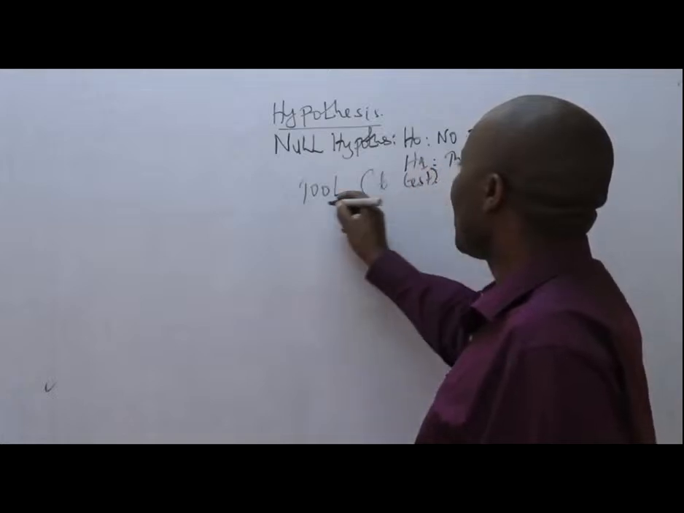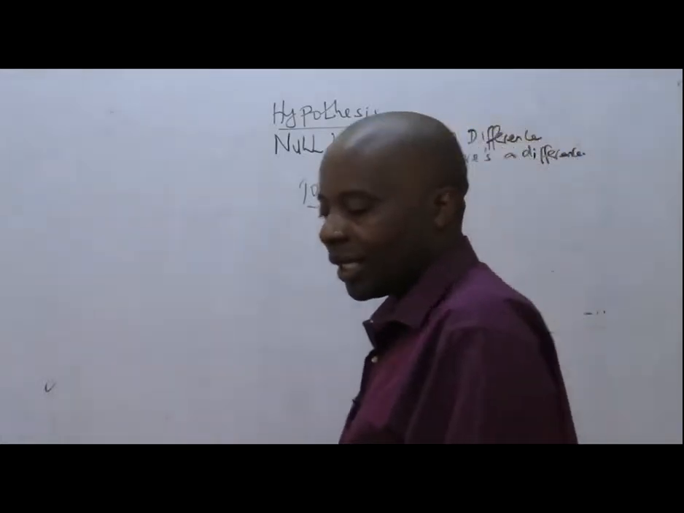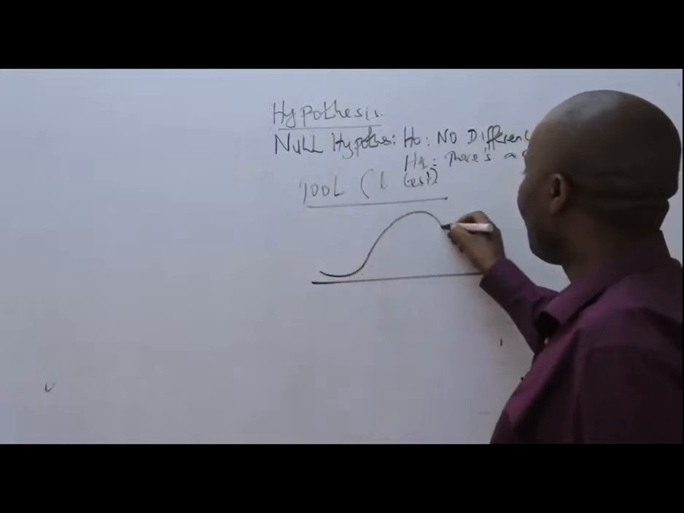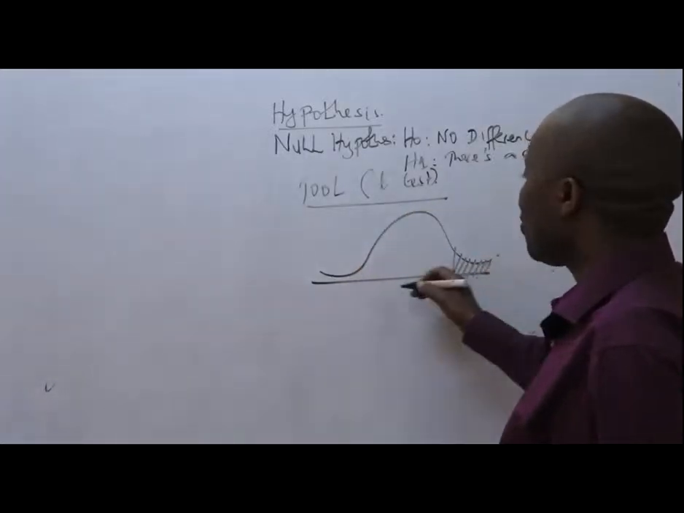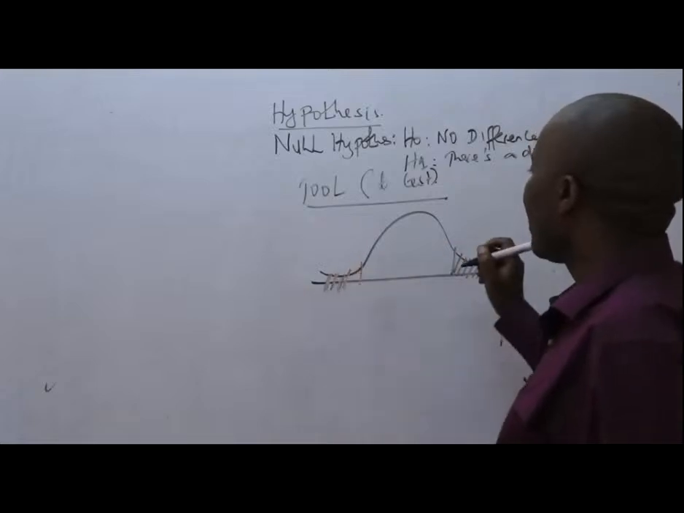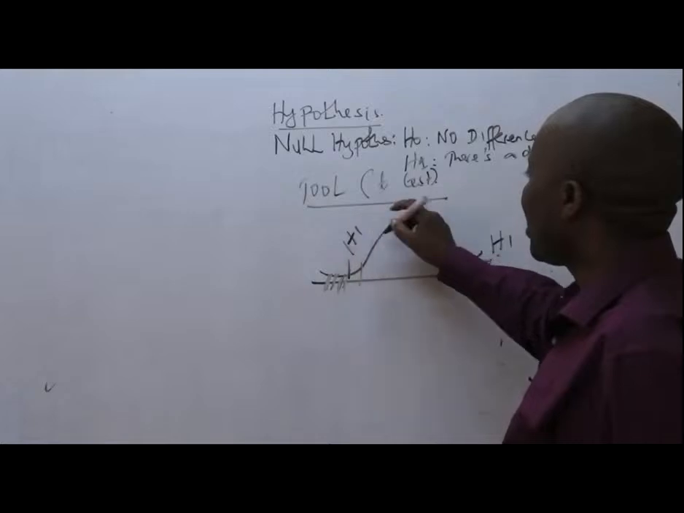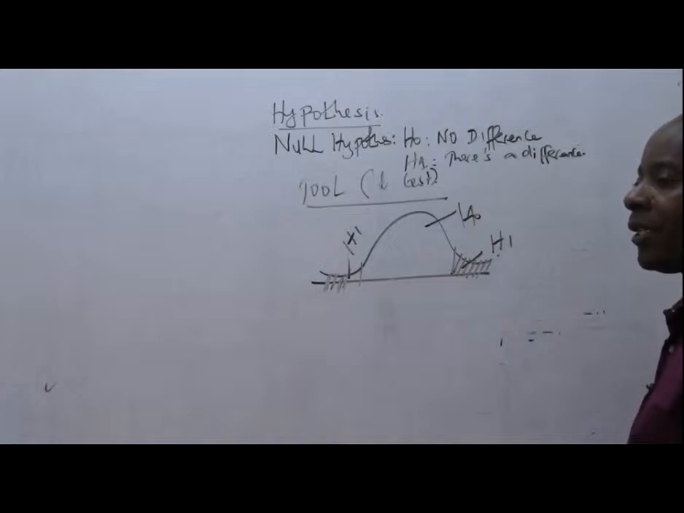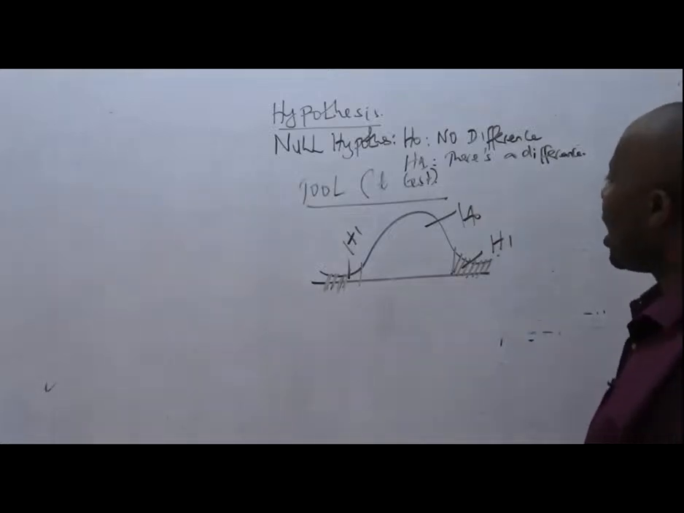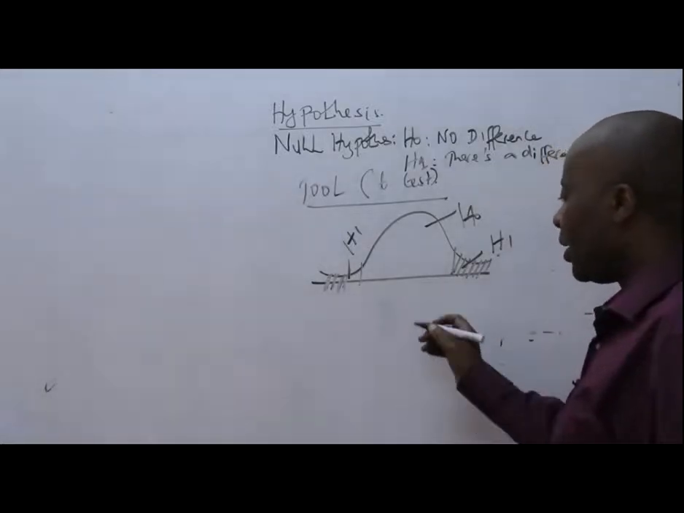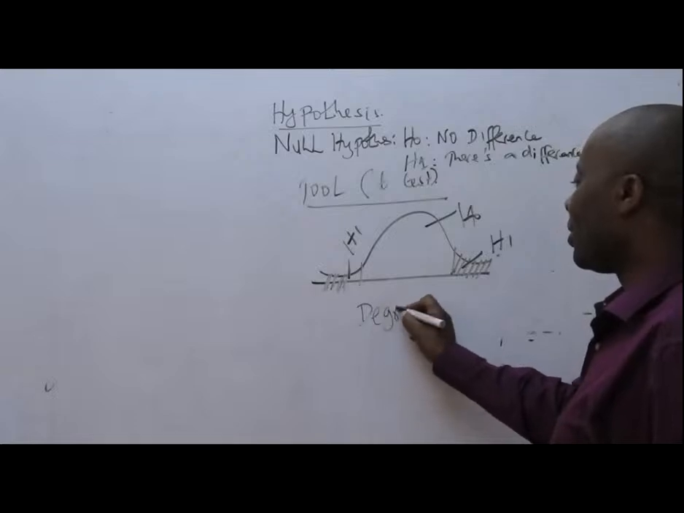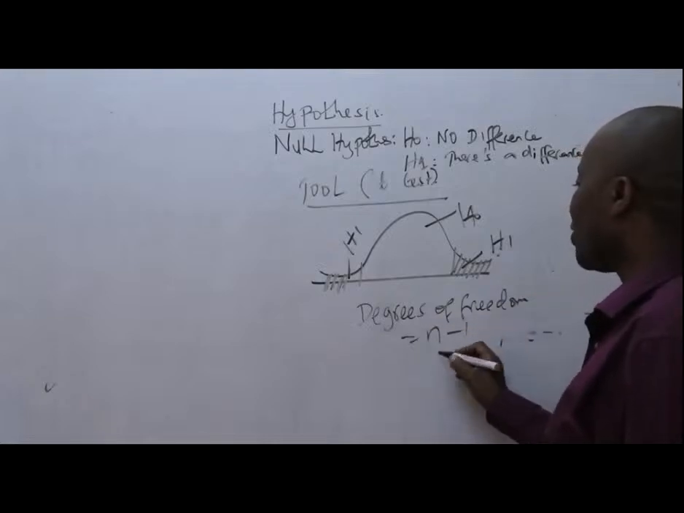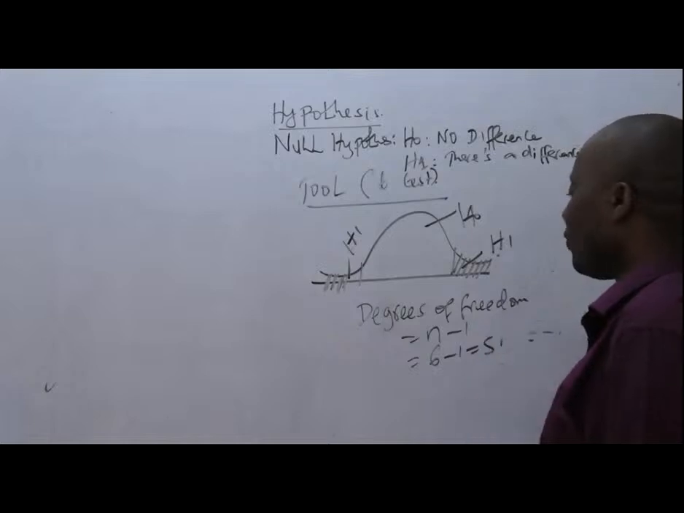t-test, right? So this t-test, ladies and gentlemen, I'll just come and draw my diagram here. For paired t-test, all paired t-tests are 2 tails, right? So I know this shaded is H1, this will be H0. After that, I will come here and get degrees of freedom. Remember, degrees of freedom is n minus 1, 6 minus 1, which gives me 5.